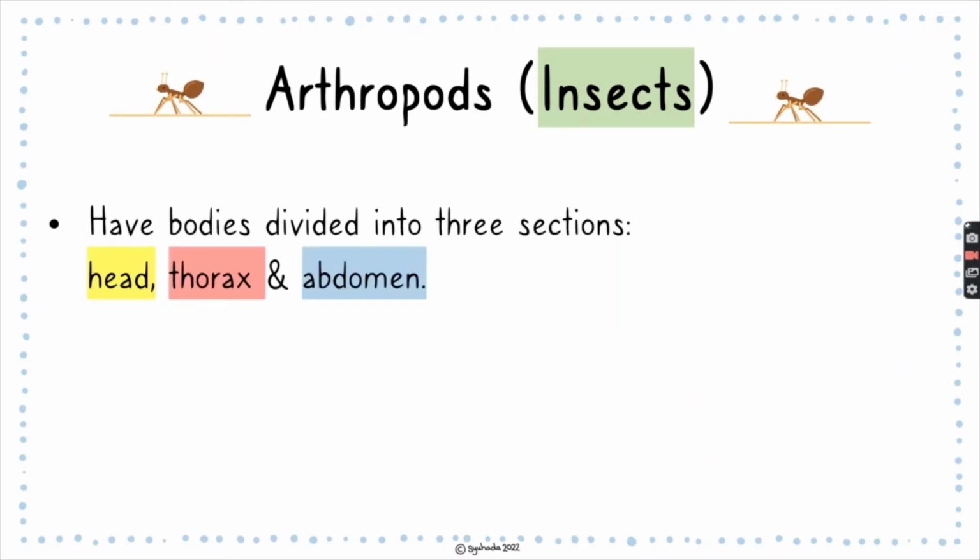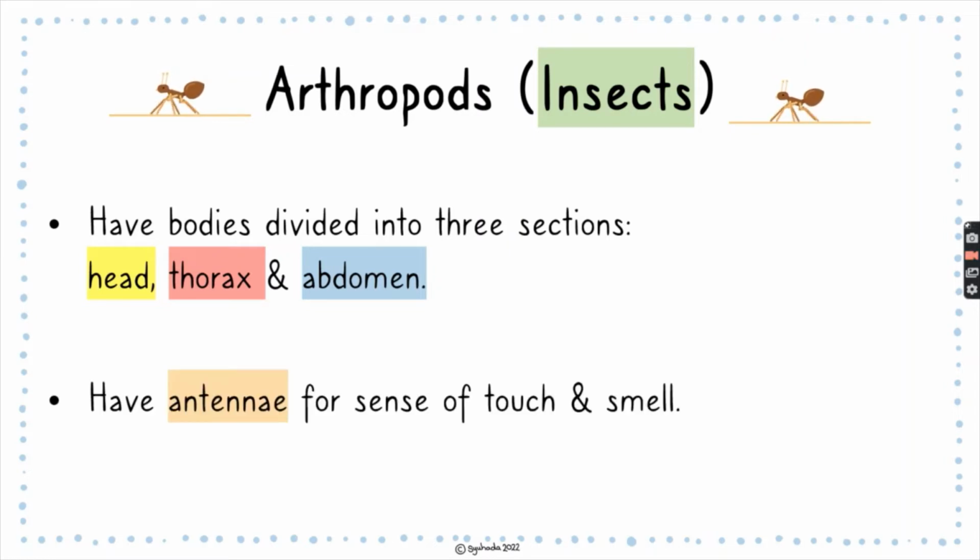Insects have bodies that are divided into 3 sections: the head, the thorax, and the abdomen. They also have antennae, which are used for the senses of touch and smell.